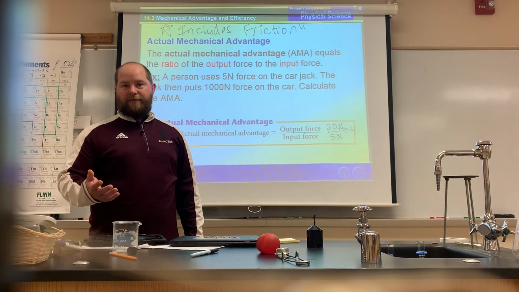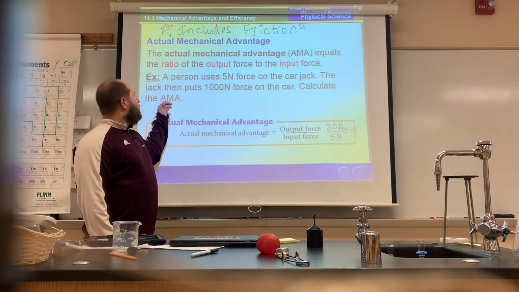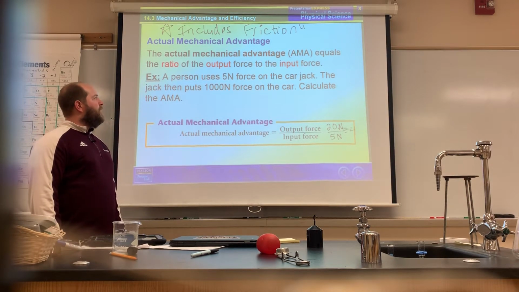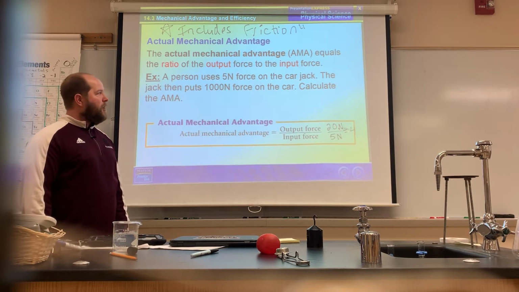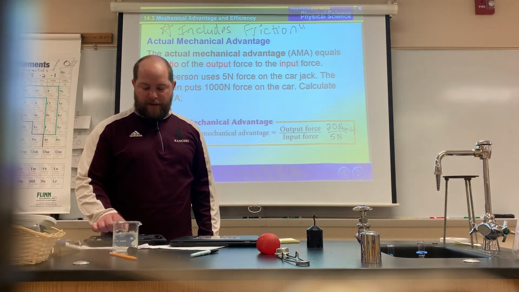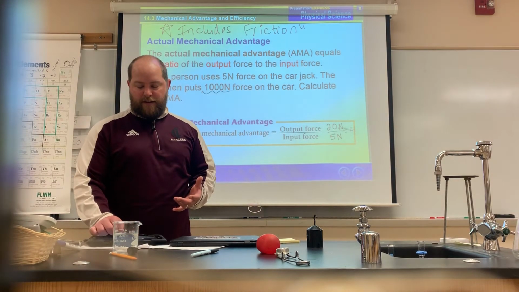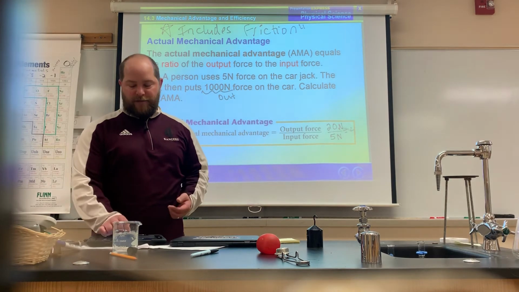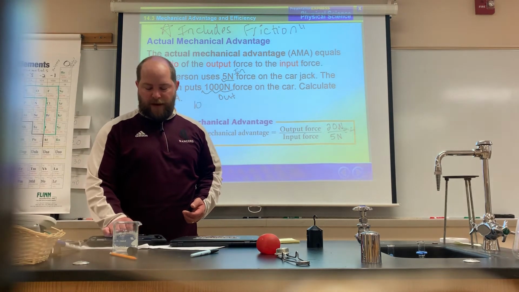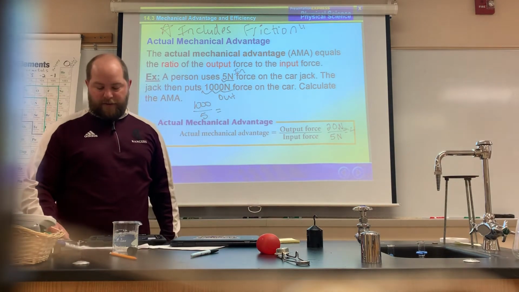So let's look at a car jack, because the last lesson talked about how simple machines make our life easier. So let's just say a person used 5 newtons of force on the car jack. The jack then puts 1,000 newtons of force on the car. Calculate the AMA. Alright, so the AMA is output divided by input. So when you read through that, you can see this is the output. That's what we're getting out of the machine. The 5 newtons is the input. So then you just divide it. So 1,000 divided by 5. So then you're going to get 200.